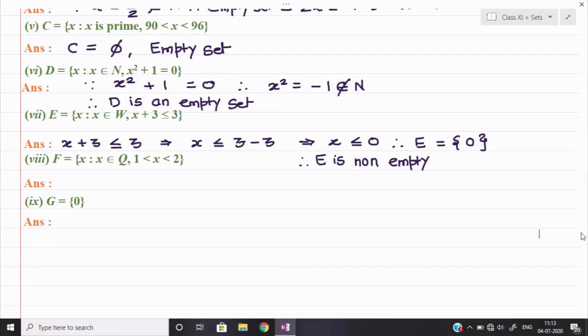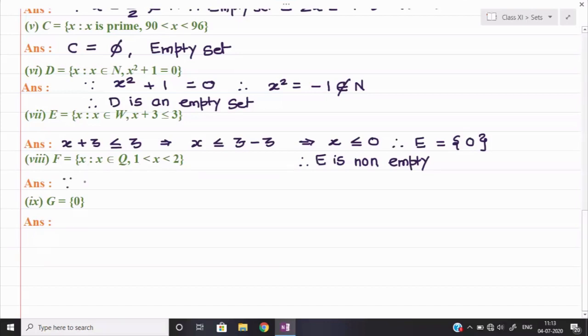Okay, that means the value of x lies between 1 and 2. So we can say here, since rational numbers, there are many rational numbers that can lie between 1 and 2. For example, 1.5. If I write it in the form of a rational number, I can write this as 15 upon 10. Similarly, 1.4 we can write as 14 upon 10. So see, there are many rational numbers between 1 and 2. So we can write the answer in this manner.